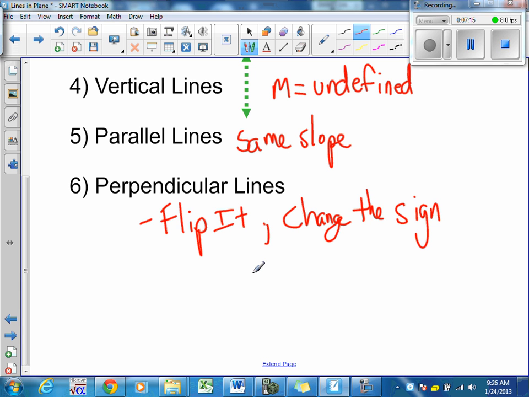Technically, it's the opposite of the reciprocal, but if I have a slope of 2/3, my perpendicular slope will be negative 3/2. Flip it, change the sign.